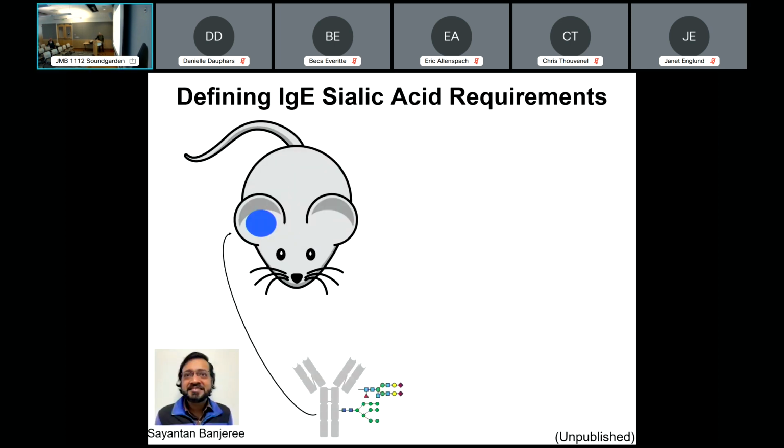Right, so Shyant in the lab has picked all this stuff up. And so he asked, what is the structure of the inhibitory glycoform? This is just an IgE molecule with these glycan schematics. We're not touching the oligomannose glycan, but he took IgE and treated it with a series of glycosidases and then gave it to mice.